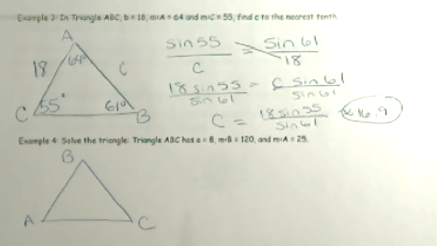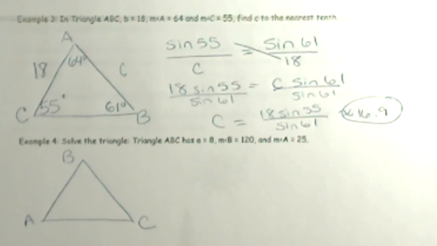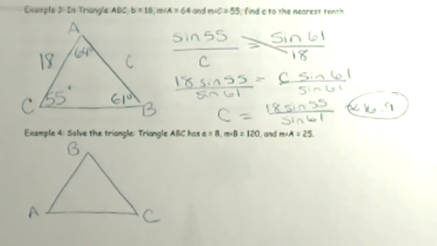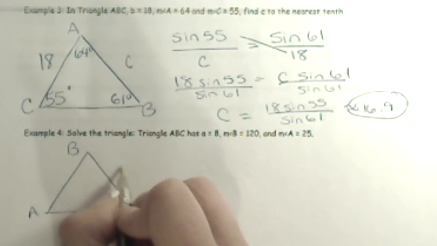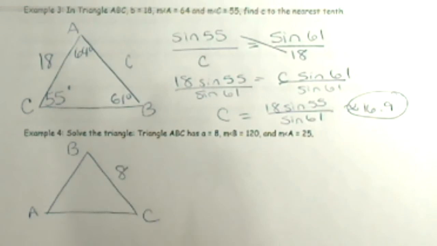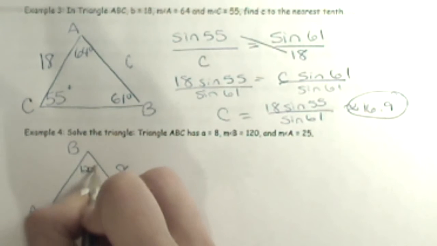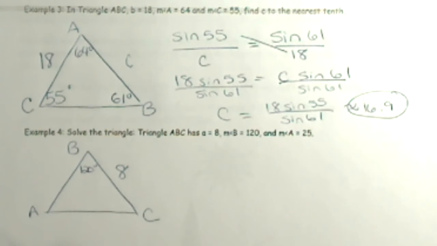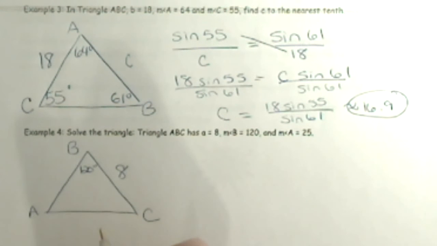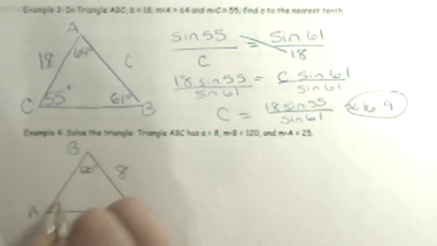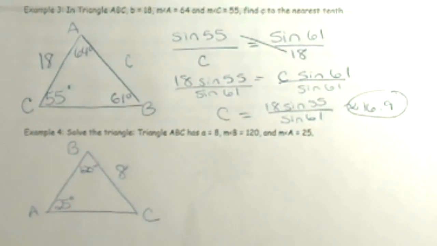Now the only difference for the last example is it says solve the triangle. Remember from basic trig, solving the triangle means to find all the unlabeled or unknown sides and angles. So triangle ABC has a equal to 8, the side opposite angle A. The measure of angle B is 120. This is an obtuse triangle. My drawing is not to scale, but that's okay. We can still use the image to relate things and solve it. And the measure of angle A is 25 degrees.